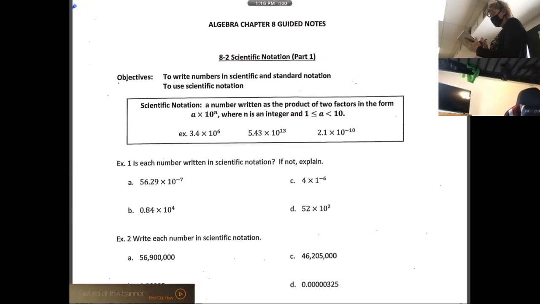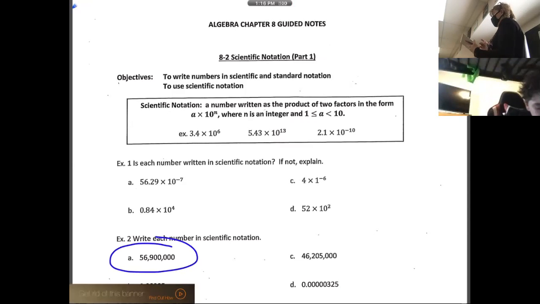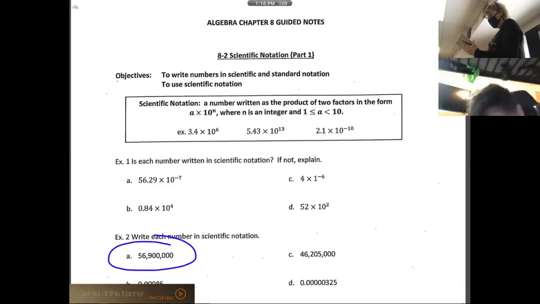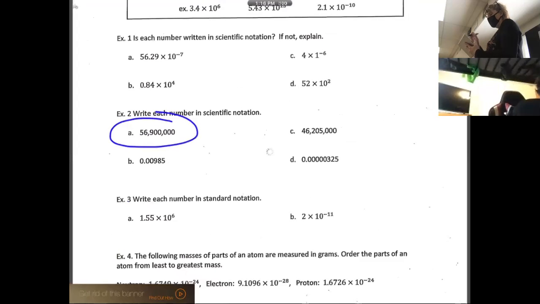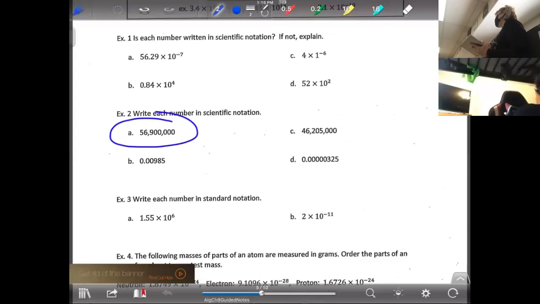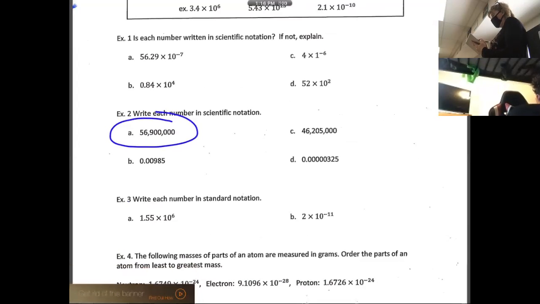Okay, so what we do is we write those really large numbers, for example, 56,900,000, by writing it as a product of two numbers. The first number is a number that's between 1 and 10. And the second part of the number is a power of 10. So we have two parts. And it looks like this. This first number has got to be between 1 and 10.